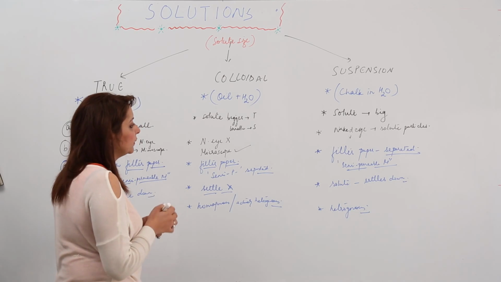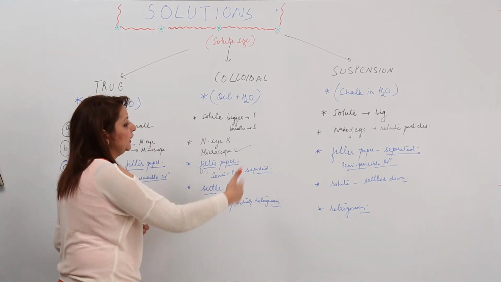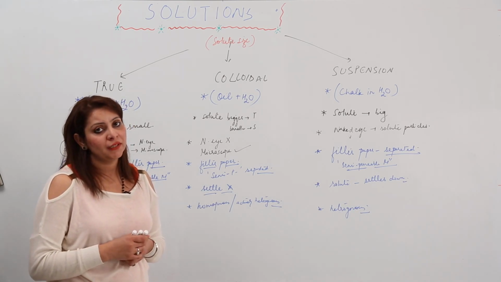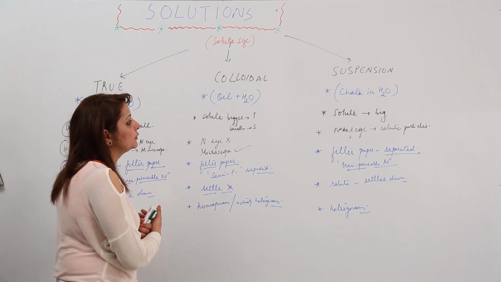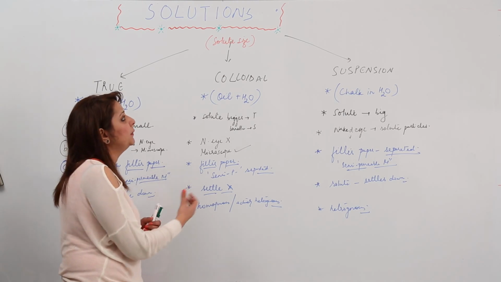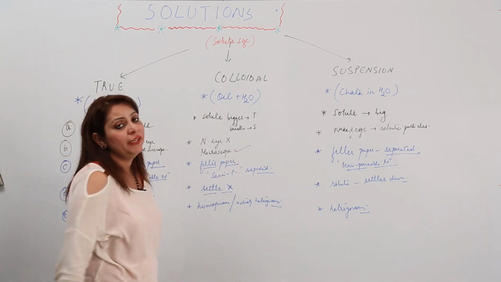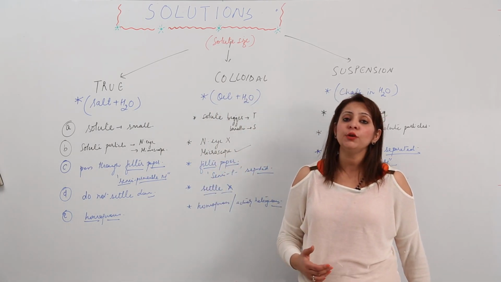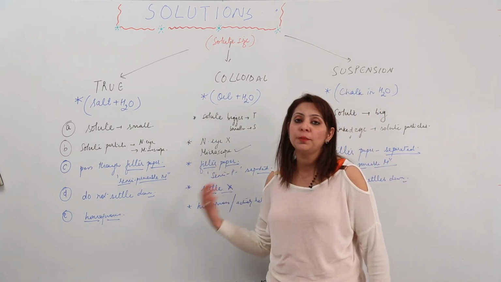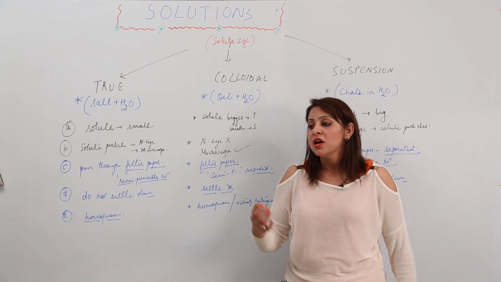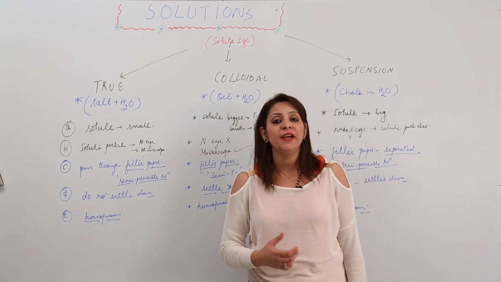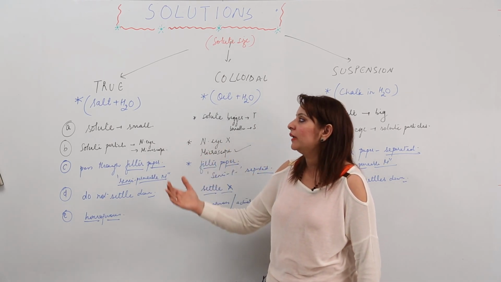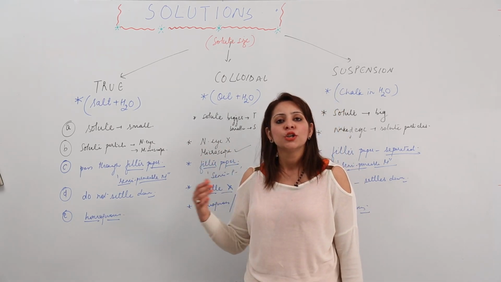And moreover, you have seen that all these properties are just due to the difference in the size of the solute particles. So the main logic behind classifying solutions into three categories is just the solute size, because they differ in the size of the solute, therefore they show different properties. Sometimes they pass through filter paper, sometimes they appear in a different phase, sometimes they occur in one phase. So this is how you classify solutions according to solute size.